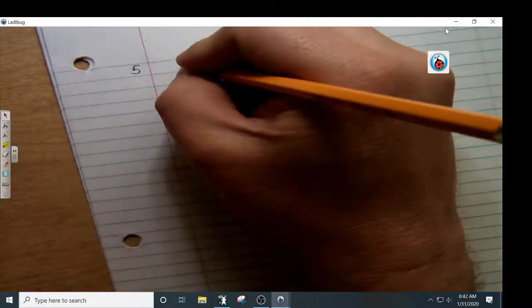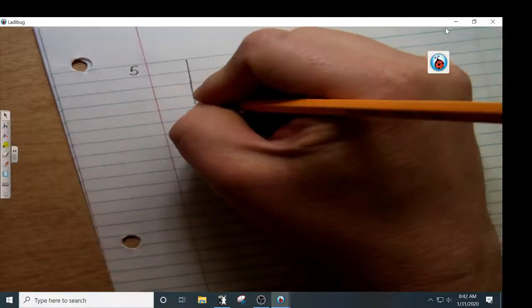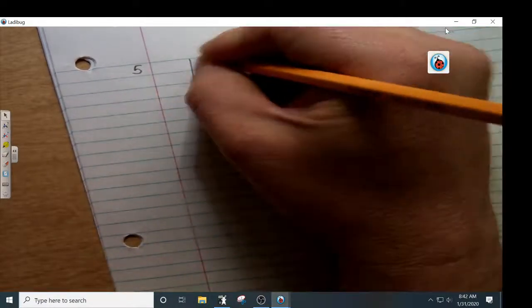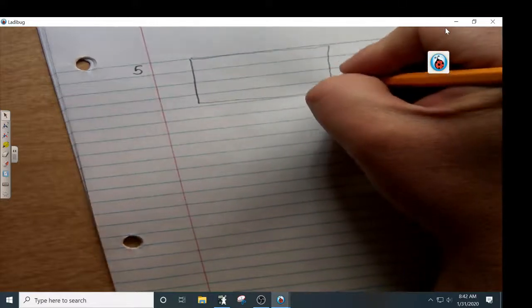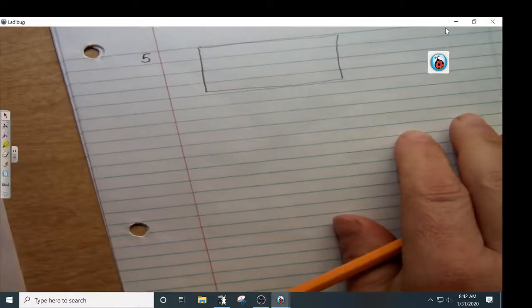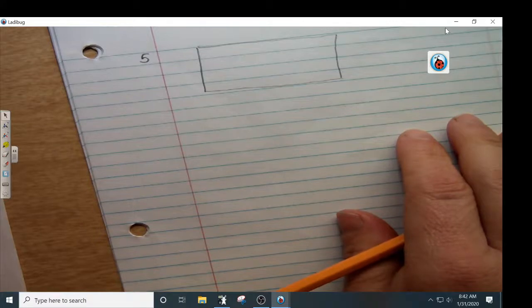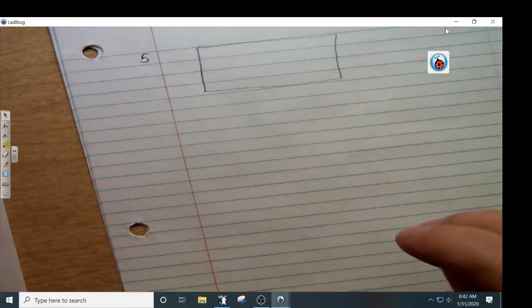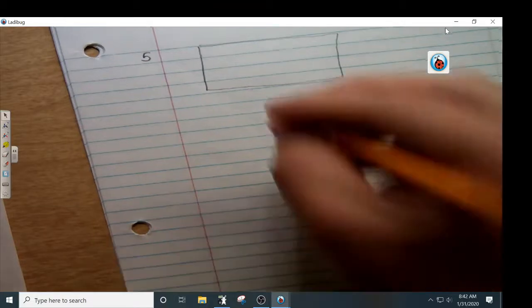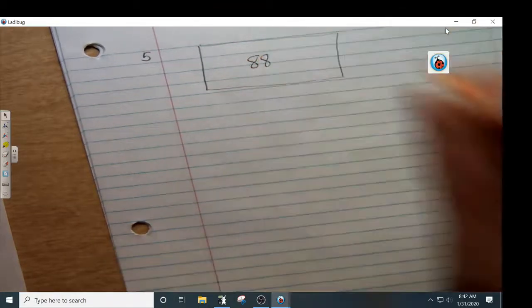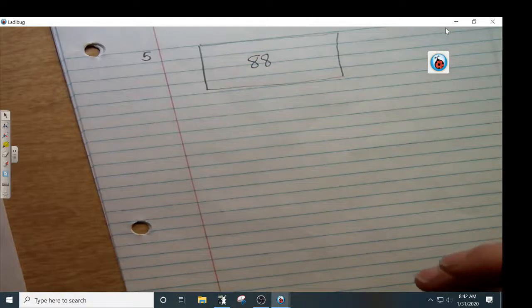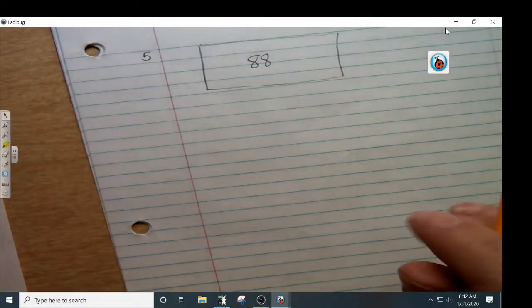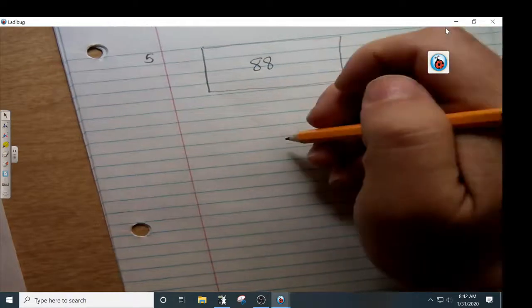All right, so we did number 5. Okay, so it was a rectangle problem. It says the width of a rectangle is 3 feet less than the length. If the area of the rectangle is 88 square feet, what are the dimensions of the rectangle? Guys, we're up here. You should not be talking to each other.